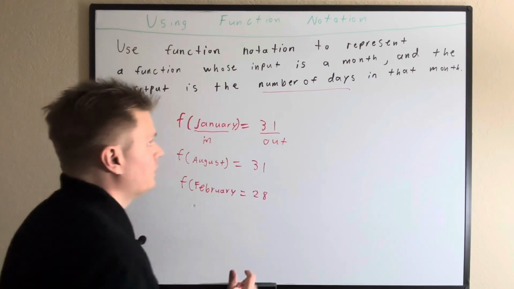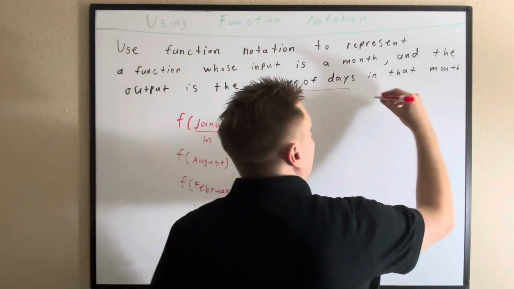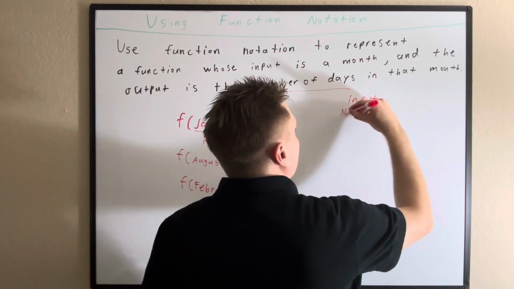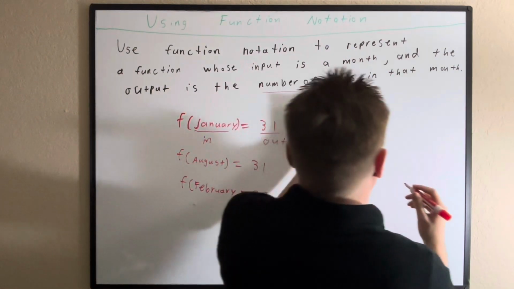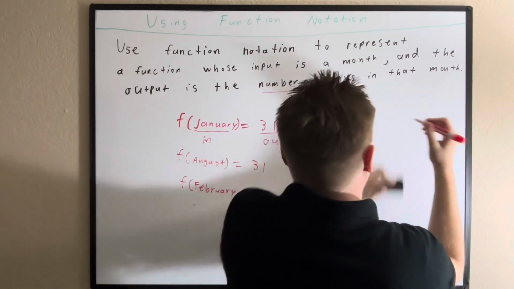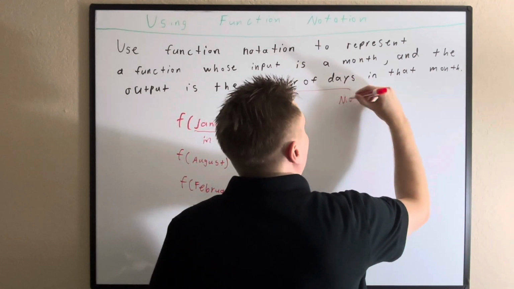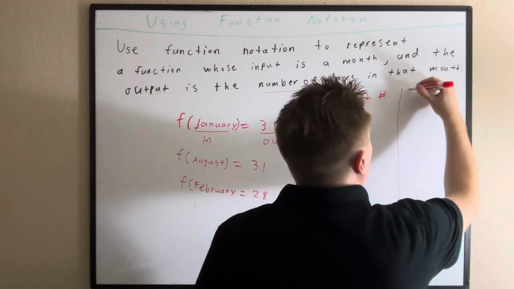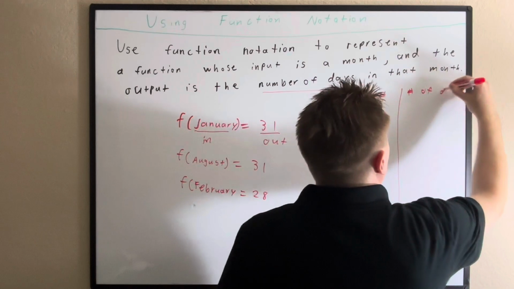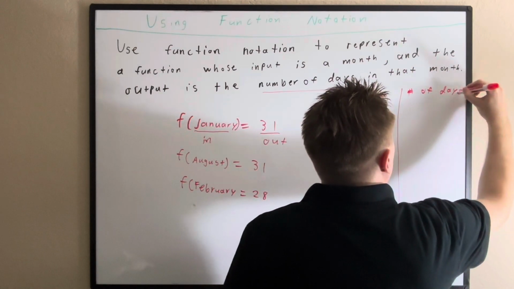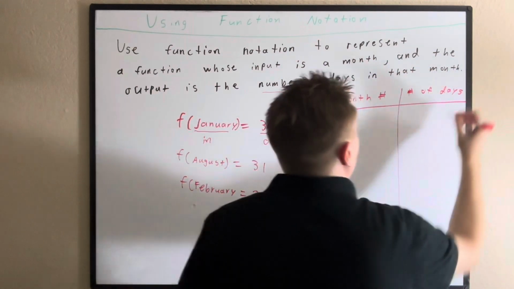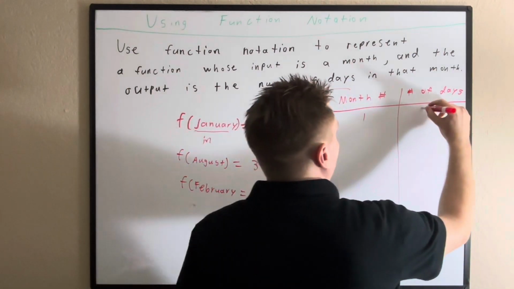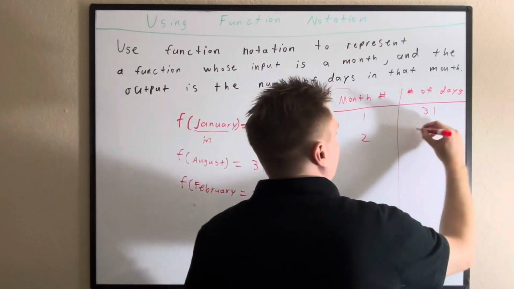So that's how it works. We can also write a table for this. Then input month number. Let's just put month number and number of days in the month, right? So January is month number 1. We could put 31. February, month number 2, 28.